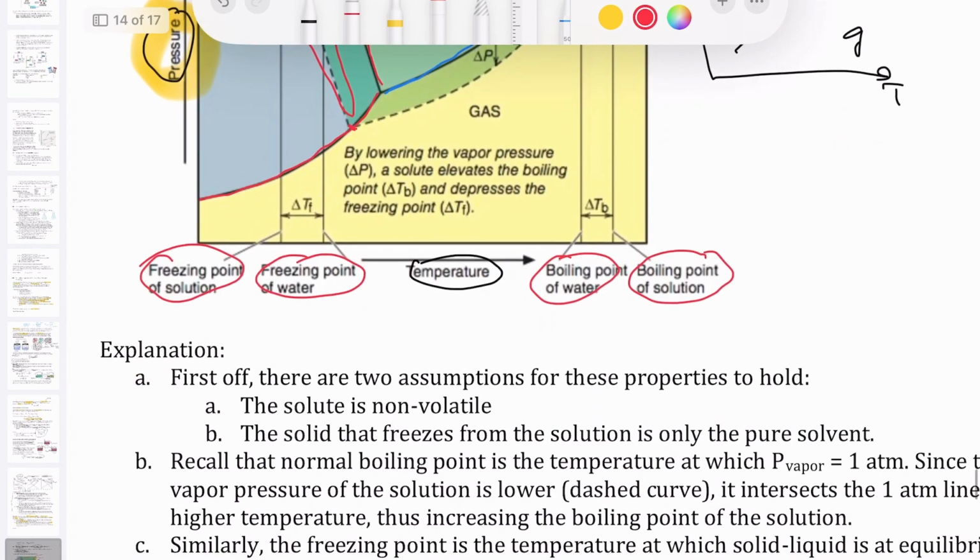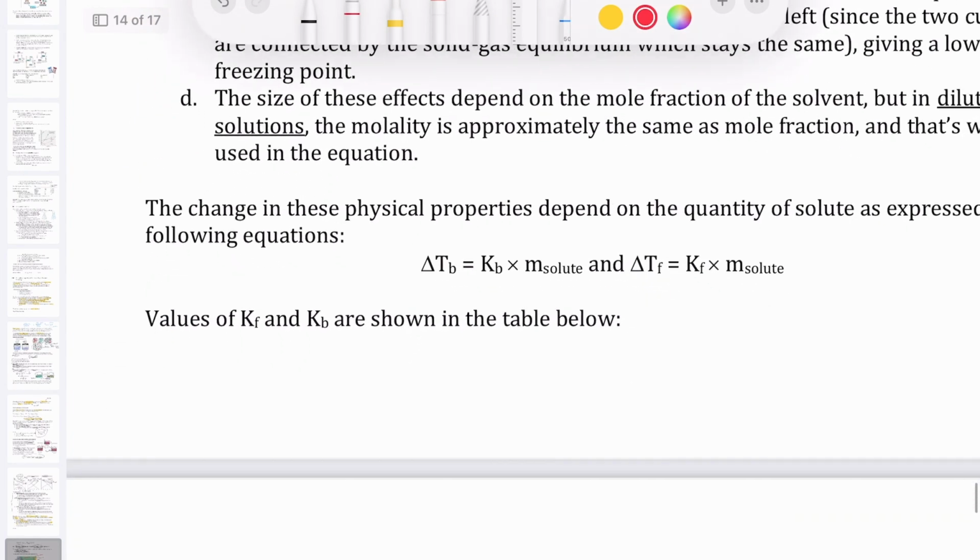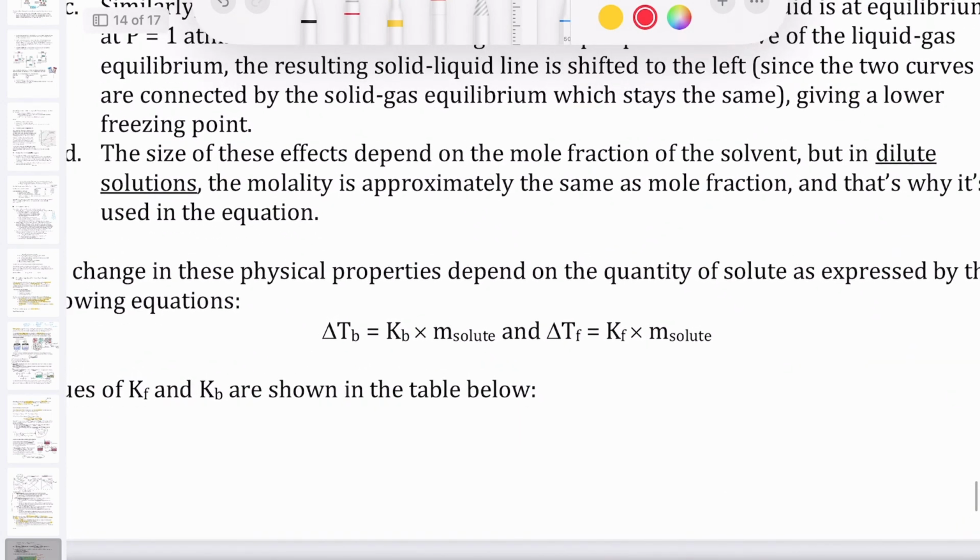We can actually calculate both of these changes using the following equation. For the boiling point, the equation is simply ΔTb, the change in the boiling point, equals Kb times the molality of the solute. So Kb here is a constant. I'll show you a list of these constants in a second after I show you the formula for the change in the freezing point, which is just Kf times the molality of the solute. You can see that these two equations look very identical to each other.